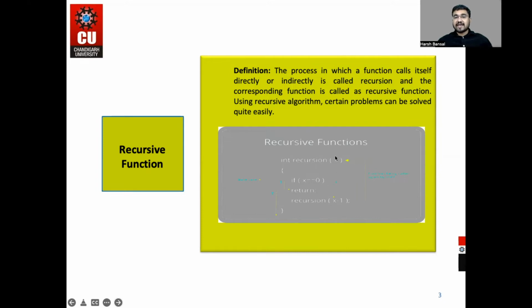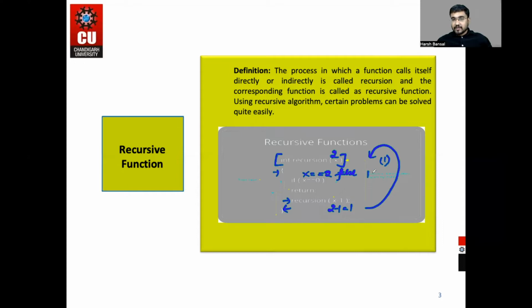Let's suppose the value of x is 2. Let me annotate it for you. This is your function definition; the curly braces start here and end here. If the value of x is 2, is x equal to 0? The condition is false. So it will jump to this instruction and perform 2 minus 1. What is 2 minus 1? It is 1. So it will call the same function by passing 1 as the value.